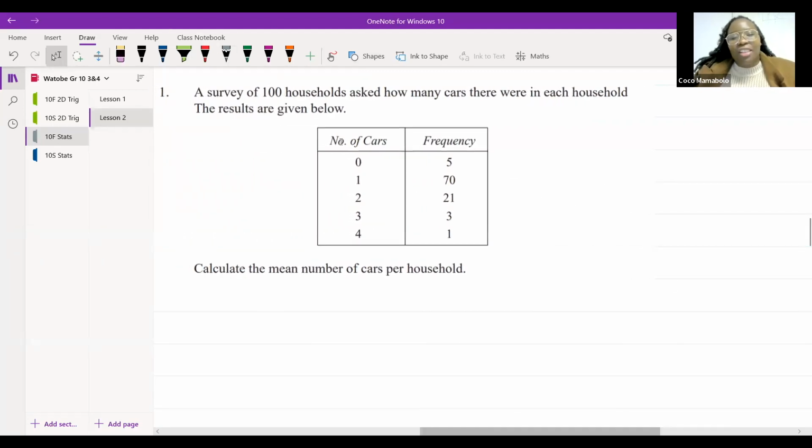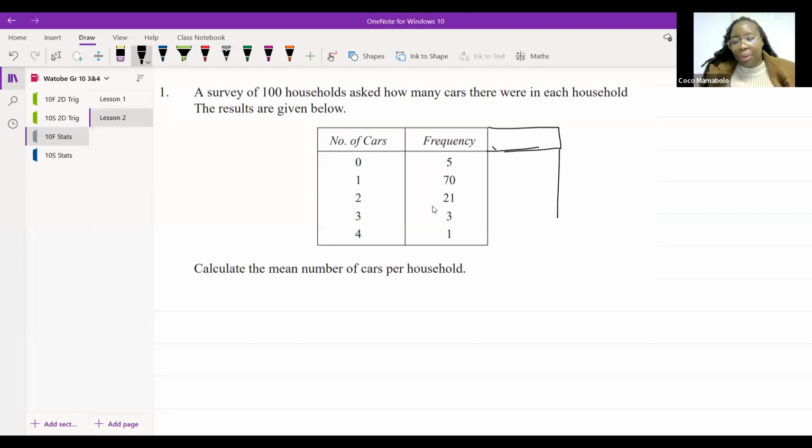It says, a survey of 100 households asked how many cars there were in each household. Here is the result given. Calculate the mean number per household. So we need to add in a third column over here. There's our third column.